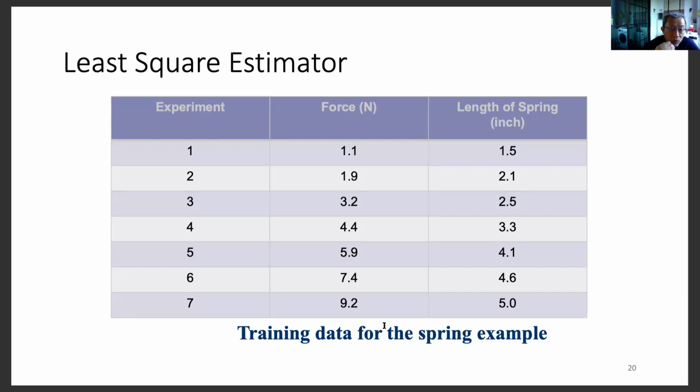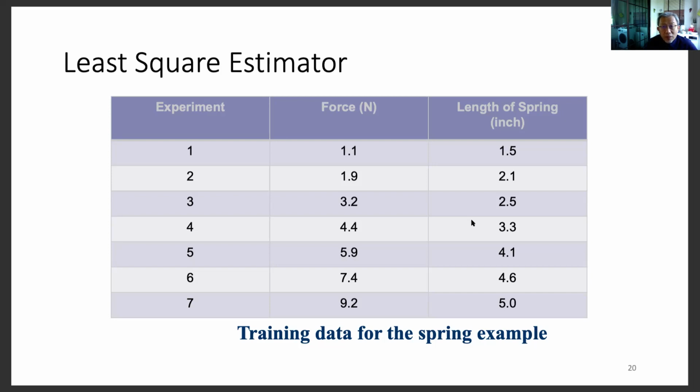Experiment 1, 2, 3, 4, 5, 6, and 7, where each experiment has a different input force in Newton. So the first experiment, we give input 1.1 Newton. Then we obtain the length of the spring 1.5 inch, and we increase the force 1.9, 3.2, 4.4, 5.9, 7.4, 9.2. So basically we have 7 data inputs and 7 data outputs for the training data for the least square estimator.